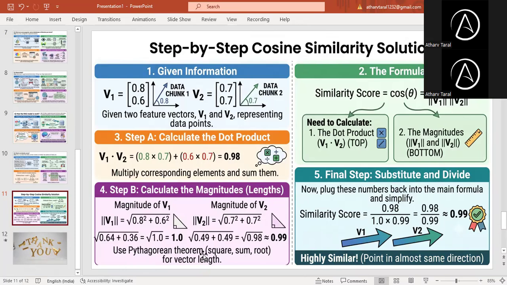Use the Pythagoras theorem to calculate, and the final step is to substitute and divide. Now plug these numbers back into the main formula and simplify. The similarity score is 0.98 divided by 1.0 multiplied by 0.99, which is equal to 0.99. So it is a high similarity, pointing in almost the same direction.